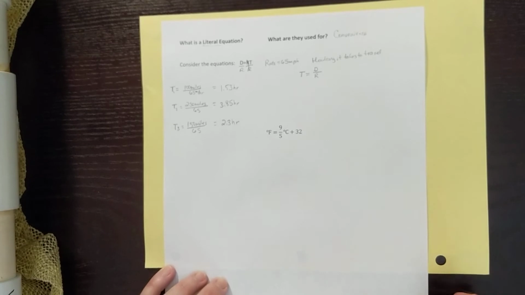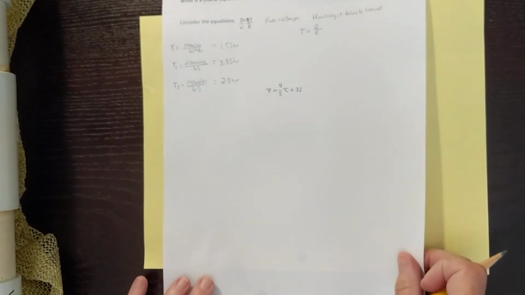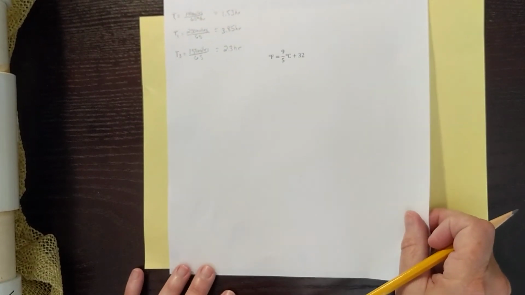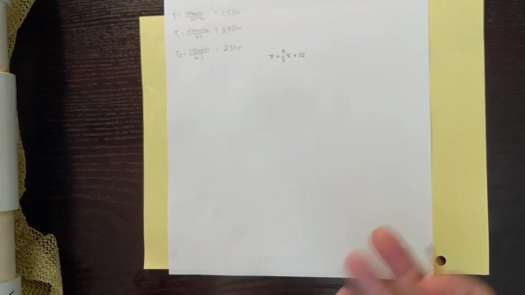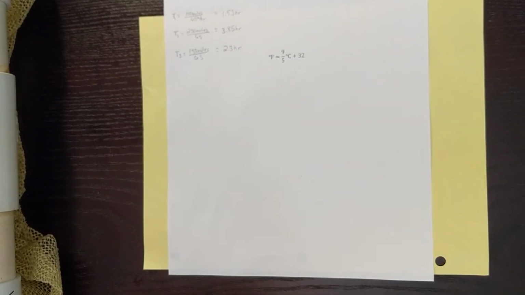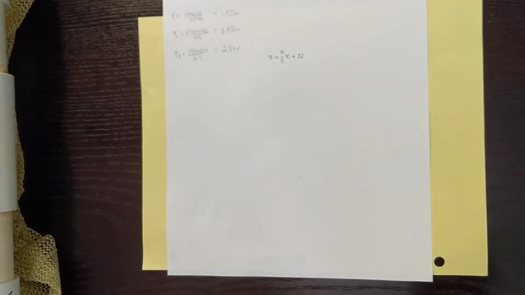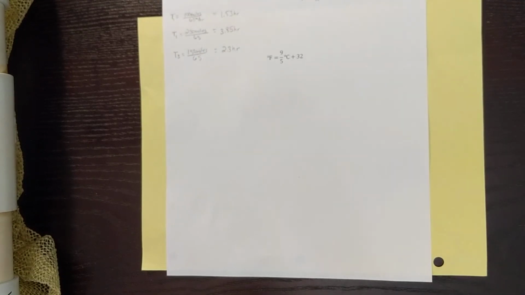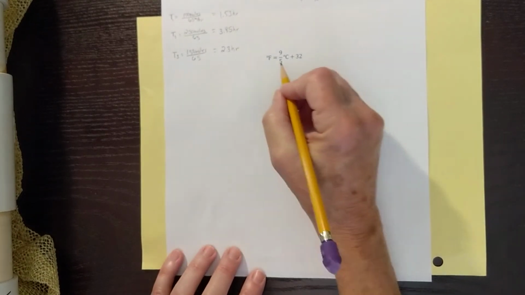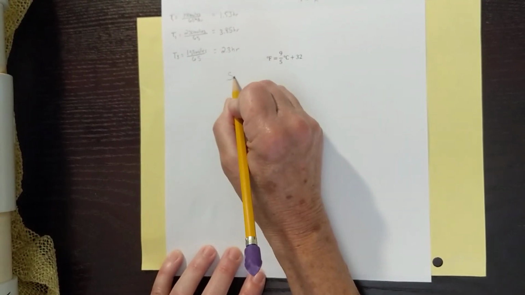Okay, here's another example of why we might solve for one variable in terms of another. Let's suppose you had a thermometer that only measured in Fahrenheit, and you needed the temperatures in Celsius. So you're able to measure in Fahrenheit, but you need it in Celsius. Well, we should solve for C.